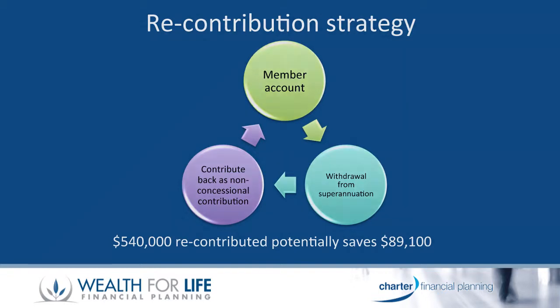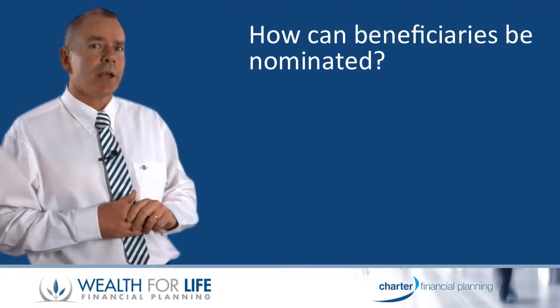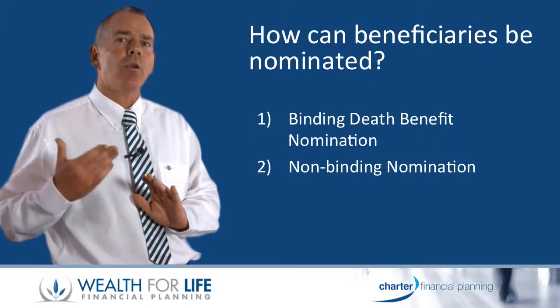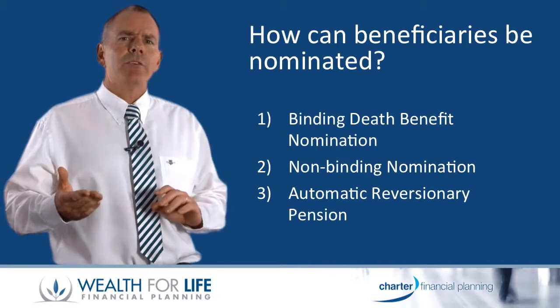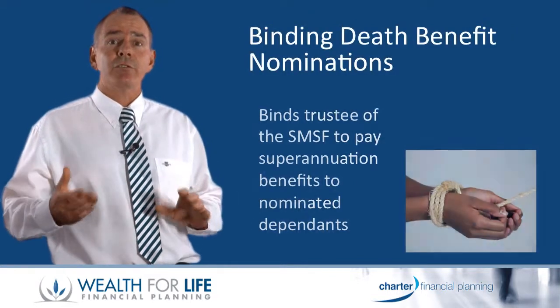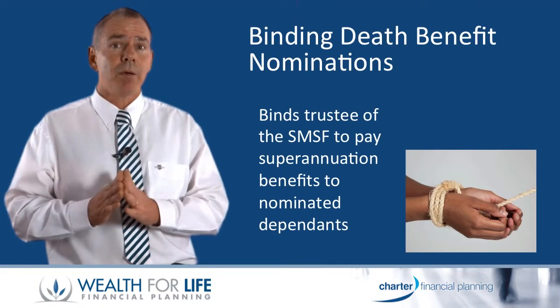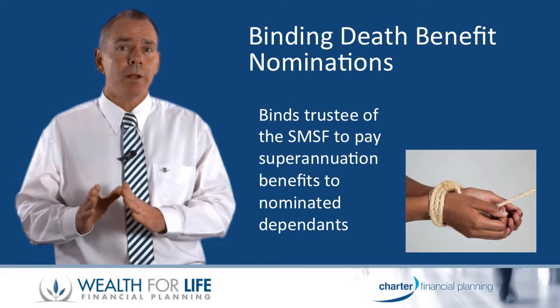Members have three methods to nominate their beneficiaries. 1, a binding death nomination. 2, a non-binding nomination. And 3, an automatic reversionary pension. A binding nomination removes the trustee's discretion and is binding on the trustees of the self-managed super fund to pay the death benefits to the dependents that the member has nominated.